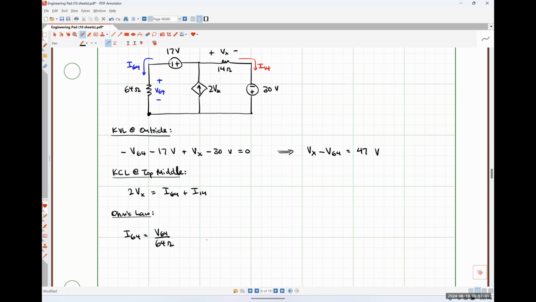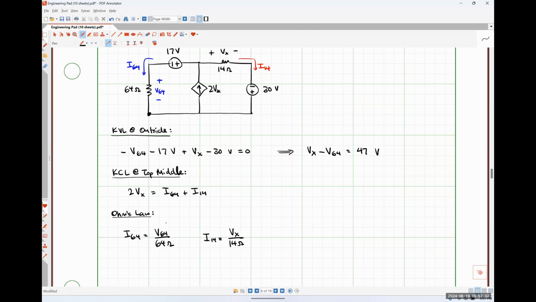And very similarly, I'm going to say that I14 is just the voltage across the 14 ohm resistor, 14 ohms. I want to be really explicit here. Notice that both of the currents I defined are flowing into the positive polarity terminals of those respective voltages. So that's why these Ohm's law expressions have positive signs.